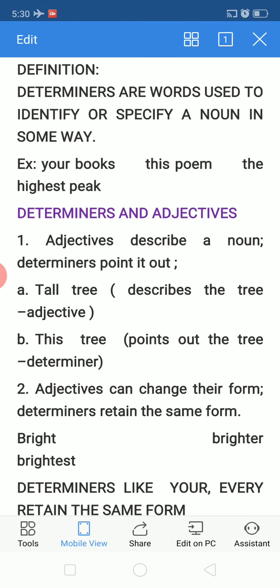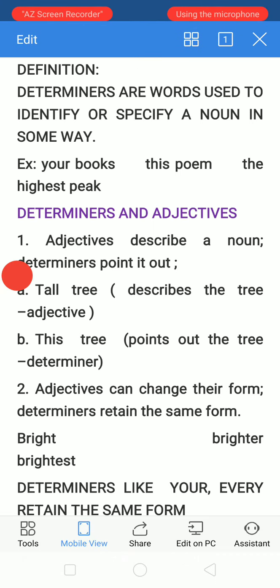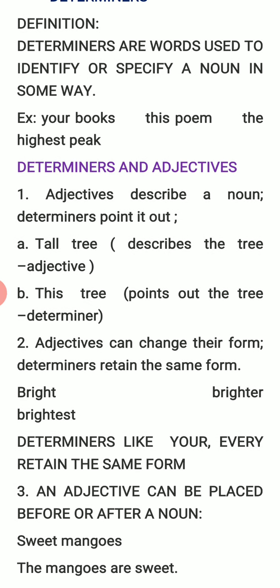Next condition: determiners and adjectives. What is an adjective? An adjective describes a noun. It tells us about a noun. Determiners point it out. That is it, pointing. Example given: tall tree. Tree is what? Tall describes the tree. That is why it is an adjective. This tree. This is what? Pointing out. That is why it is a determiner.